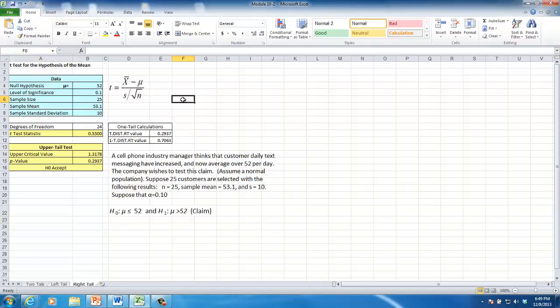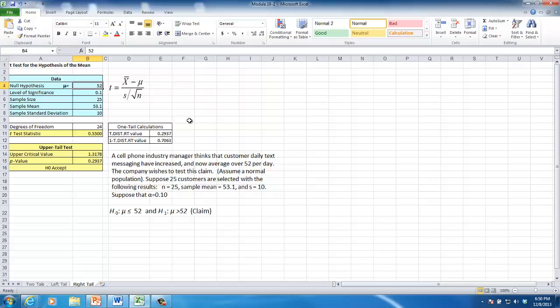So let's enter those numbers first here. The population mean is 52, and we are looking for if this is greater than 52. Level of significance is 10%, 0.1. Sample size is 25, and the sample mean is 53.1. Sample standard deviation is 10. So again, the population variance or population standard deviation is not known, so we should use t-test.